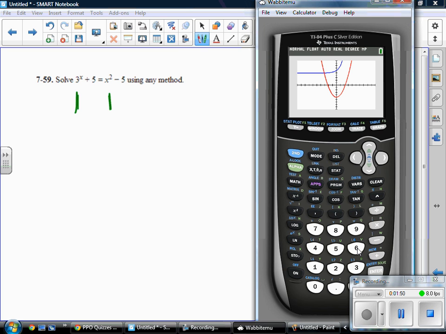So what I can do is check my intersection point by possibly two things. We could either do trace and go along here until our lines meet, or we can do second, calc, and calculate the intersection. So number 5, and it says first curve, so we just need to be on the blue one somewhere. Could be on either side of the intersection point, but somewhere close so you know you're on the blue one. Second curve is red. I'm going to move up a little bit there.